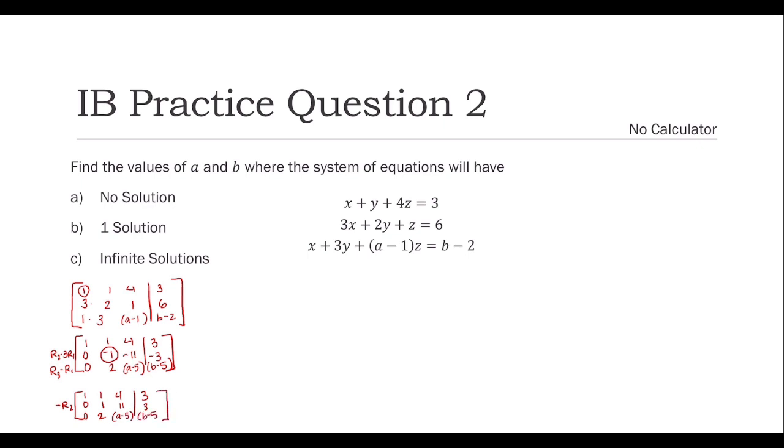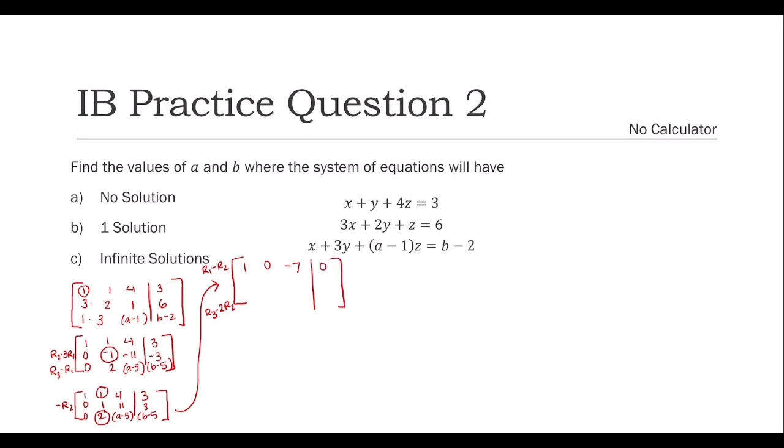And now we'll use row 2 to zero out these values. So we need to do row 1 minus row 2. And then for row 3, we need row 3 minus 2 times row 2. So we have 1 minus 0 is 1, 1 minus 1 is 0, 4 minus 11 will give us negative 7, 3 minus 3 will give us 0.